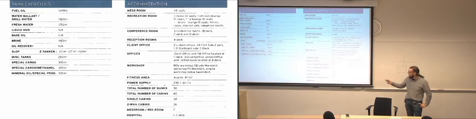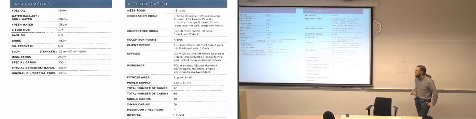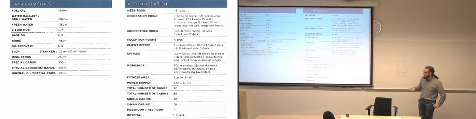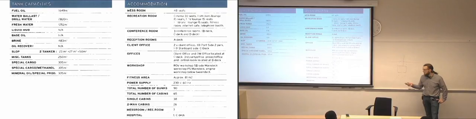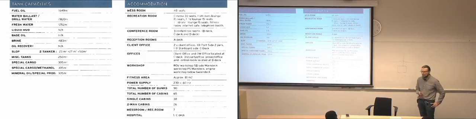Total number of bunks, 90. They had a 90 crew capacity. But they only have 65 cabins, so some of the cabins are double. So 26 are two-man cabins. So they have mess rooms and recreation rooms, seven of those, and one hospital, actually. So that's usually pretty important to have on a vessel of that size, to have somewhere, if something happens, you have some medical capabilities to handle it.